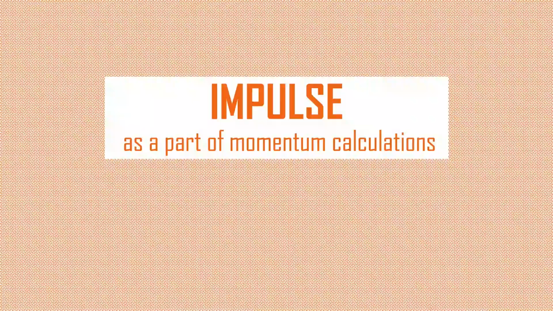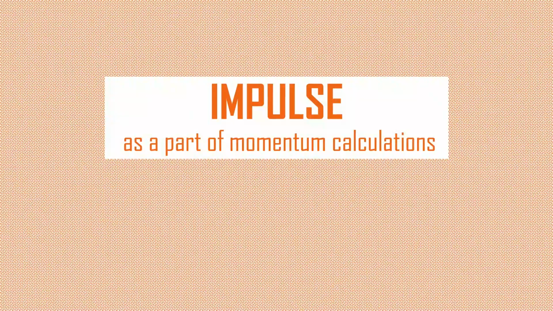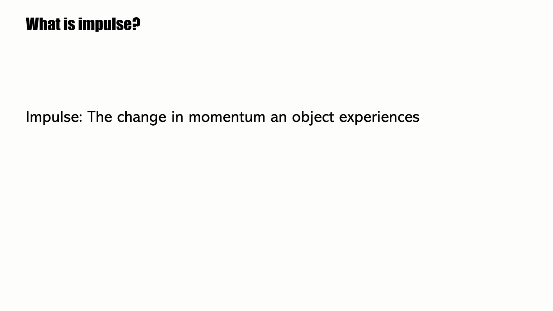Hello, today we're continuing our work with momentum by looking at something called impulse. But what is impulse? Well, it's basically just the change in momentum that an object experiences in a particular scenario. As momentum is a vector quantity, that means it's affected by direction. It's also worth pointing out that impulse is also affected by direction, so you do need to take account of the positive and negative direction when doing these calculations.